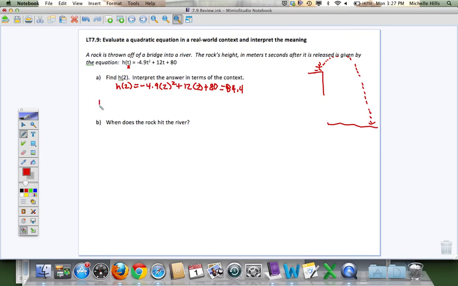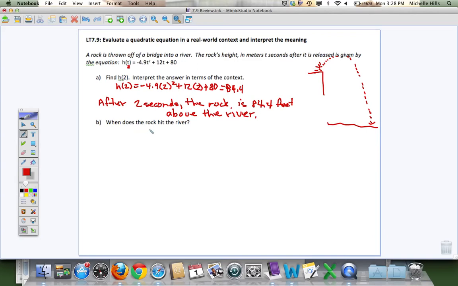So after 2 seconds, the rock is 84.4 feet above the river. So it's higher than it started. I started at 80 feet, and it's gone up 4.4 feet. Now, what I don't know is, is it on its way up at this 2 seconds? Is it on its way down? But I don't really need to know that. I could calculate that, but I don't need to.